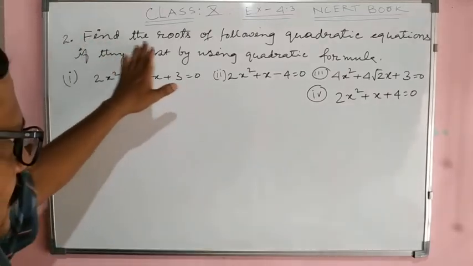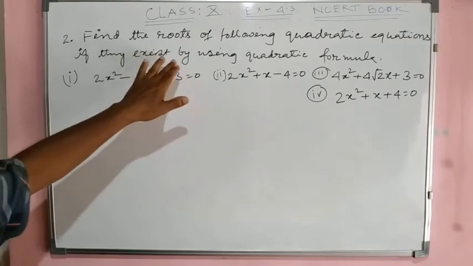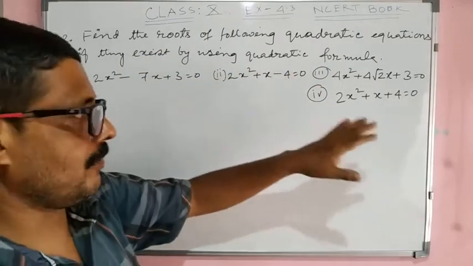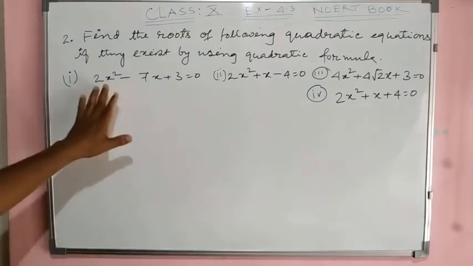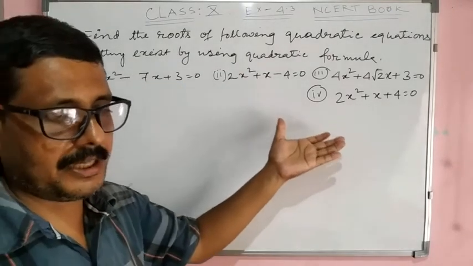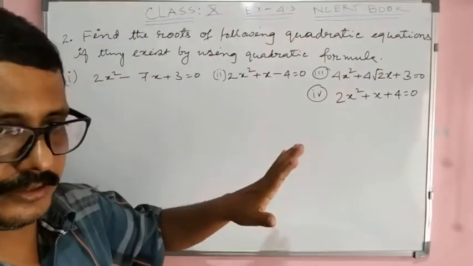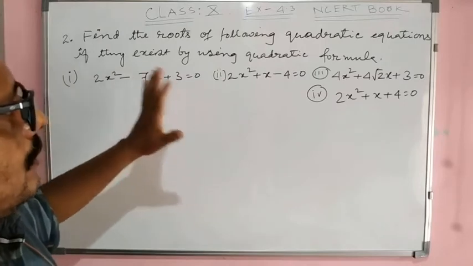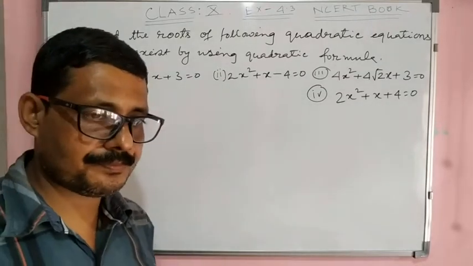The question is the same: find the roots of the following quadratic equations, if they exist, by using the quadratic formula. If they exist means if they have real roots. There are 4 questions. I will show only one question and the remaining you will try at home, because I taught you this kind of question earlier also.